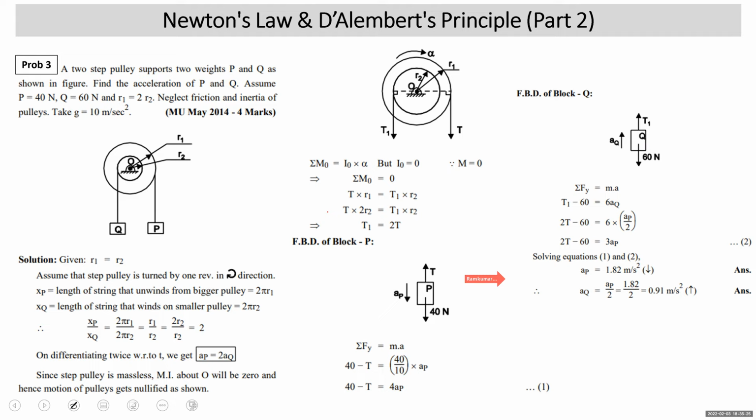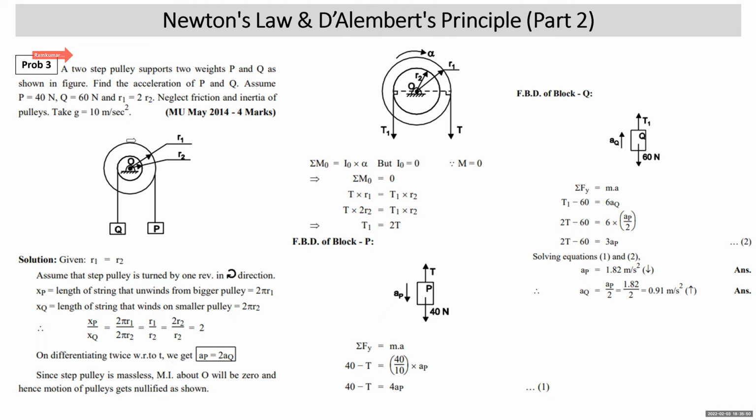All right, we move to the next sum. Problem number 3. A two-step pulley supports two weights P and Q as shown in the figure.